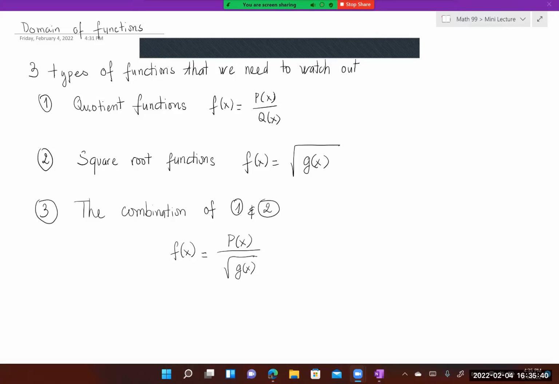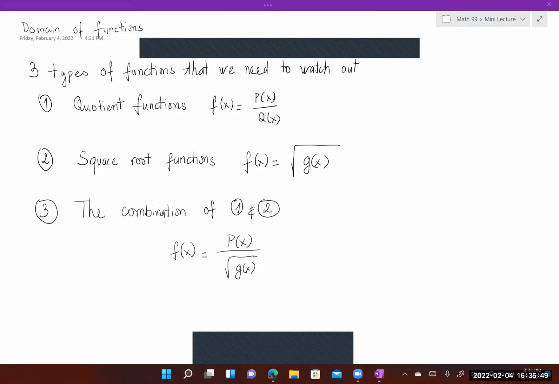Hi everyone, in this video we will talk about how to find the domain of functions. There are three types of functions that we need to watch out for when we look for the domain. The first one is quotient functions.